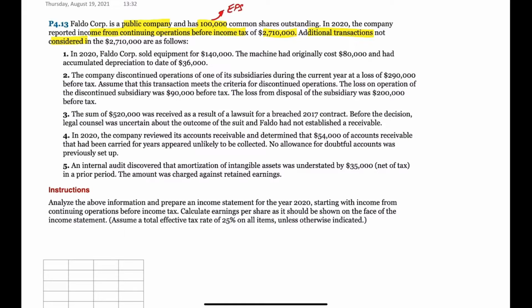That alone, Ben, does not necessarily mean that this is an IFRS problem, because remember, under ASPE, EPS is an optional disclosure. But there's one other thing just before that, 100,000 common shares. That it's a public company automatically means IFRS. A privately held company can report under ASPE, but publicly traded companies must report under IFRS. So that first sentence alone sets the stage for the type of company you have, okay?